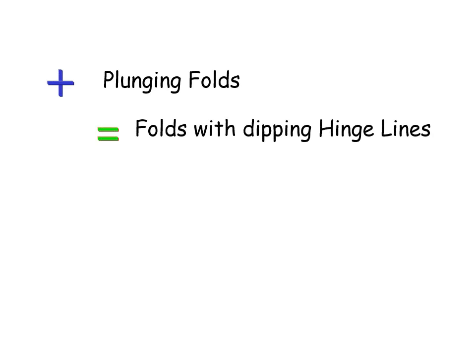Not all folds are horizontal. Most of them actually dip. So these dipping folds are called plunging folds. If you want to define a plunging fold, it is actually folds with dipping hinge lines. I would like you to go back to look at the diagram that we described the fold and their terms. The hinge line actually is kind of the line where the rocks have bent along. If the hinge line is horizontal and not dipping, it's called a horizontal fold.